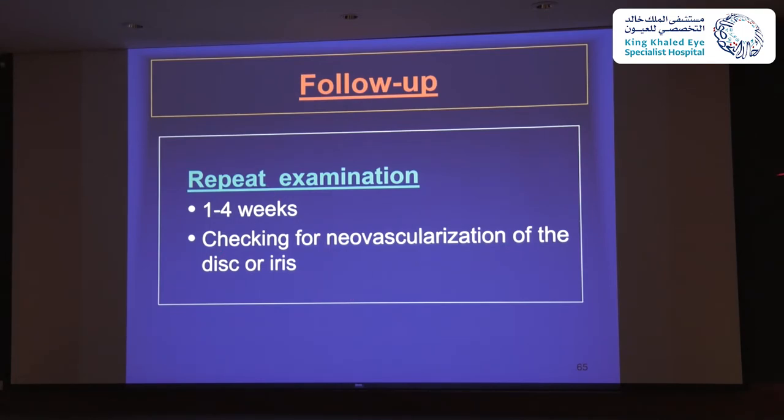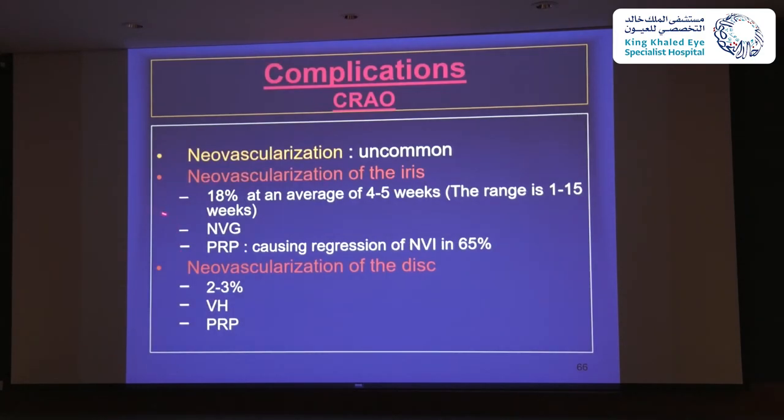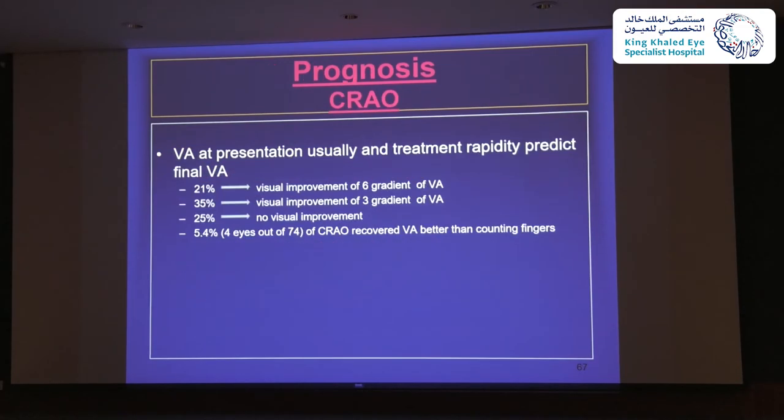For the follow-up of this patient with central retinal artery occlusion, they have to have a check at 1 to 4 weeks for neovascularization of the disc or iris. This is the risk of neovascularization. Usually it's uncommon. Neovascularization of the iris is 18%, and that needs to be treated by panretinal photocoagulation before they get to neovascular glaucoma. Neovascularization of the disc is 2 to 3%, so it is a very low percentage when you compare it with neovascularization of the iris.